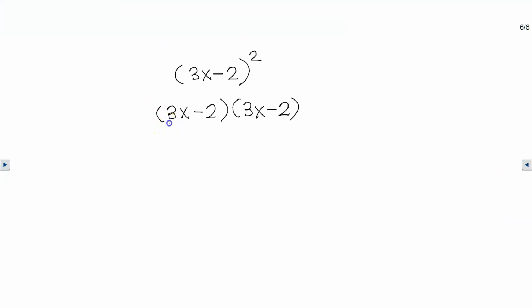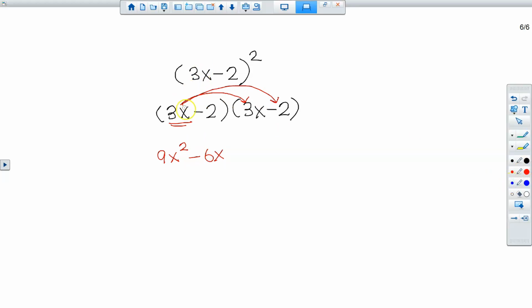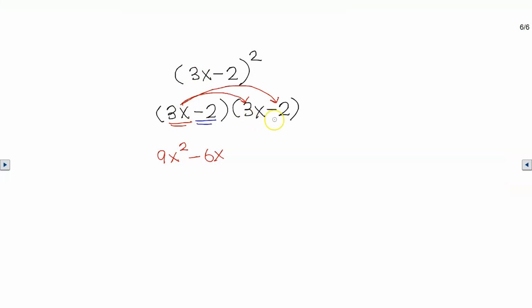So we'll begin with term number 1, which is 3x, and we'll distribute it over here. So using our product rule, 3x times 3x, we know is going to be 9x squared. And then 3x times negative 2 is going to be negative 6x. Then we will move on to the second term, which is negative 2, and distribute it over here. So we'll do negative 2 times 3x, which is a negative 6x, and then negative 2 times negative 2 is plus 4.